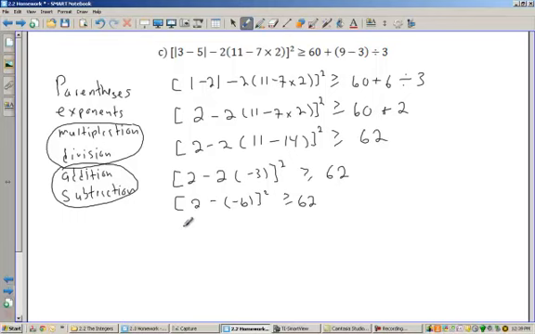Minus a minus becomes a plus. So I have 2 plus 6, which is 8. Great. And now I square 8, and if you square 8, you get 64. And that symbol is bigger than or equal to 62. And that's a true statement. 64 is bigger than 62.